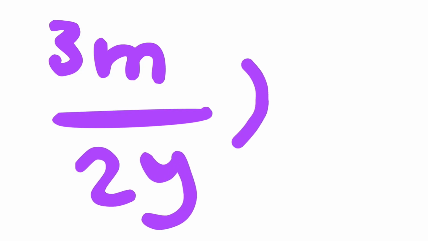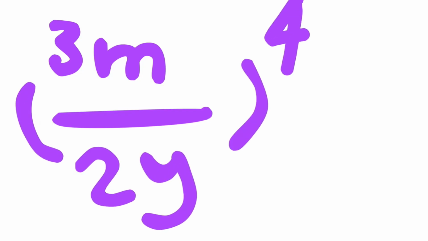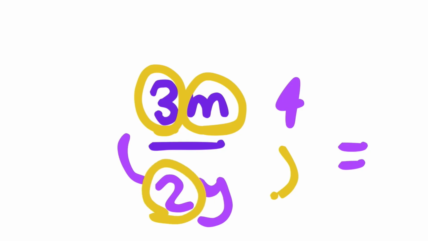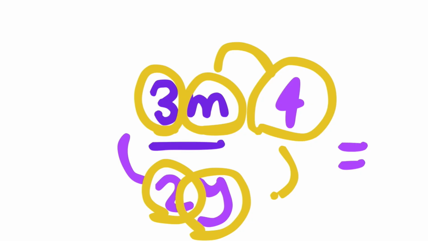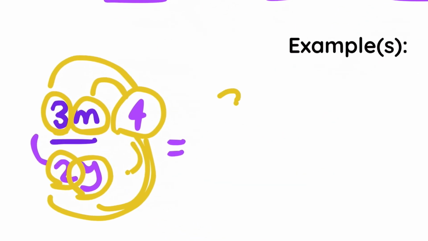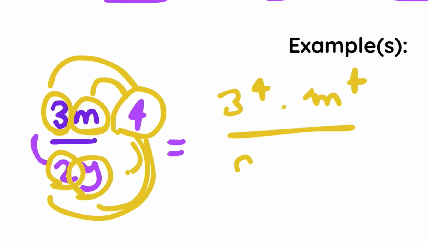Let's have an example. For example, I have 3m divided by 2y all to the power of 4. At this time, I have 4 terms inside the parentheses: 1, 2, 3, 4. So I'm going to distribute this power into each one of them. Okay? So it's going to be 3 to the power of 4 times m to the power of 4 divided by 2 to the power of 4 times y to the power of 4.